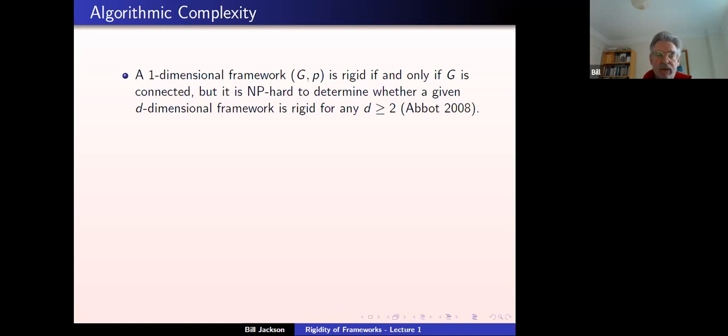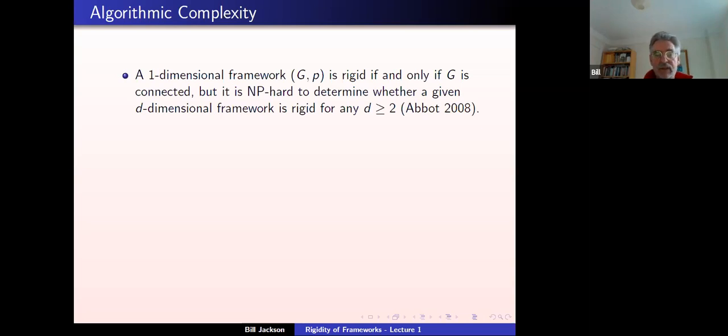So in order to be rigid in one dimension, the graph needs to be connected, rigid in any dimension. And you can also show it's sufficient, and one way of doing that will be to use an easy induction. So if the graph's connected, it has a spanning tree, and you could use induction on the number of vertices of the spanning tree.